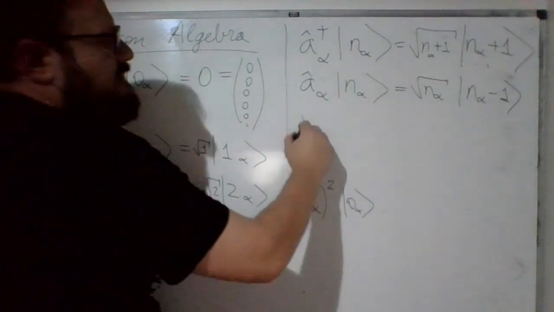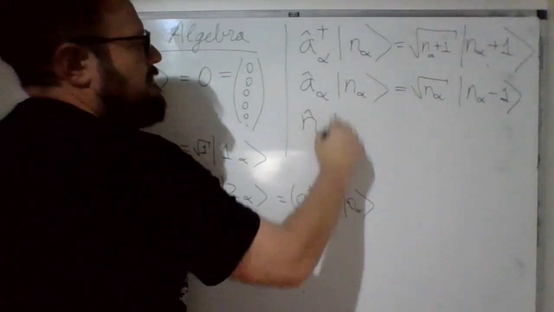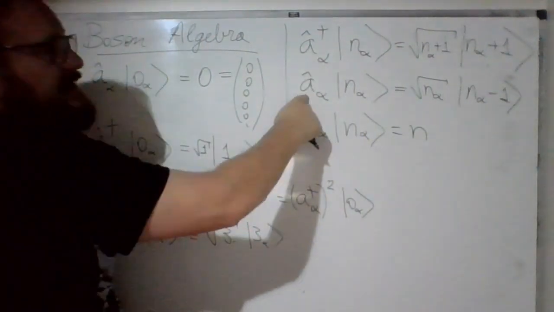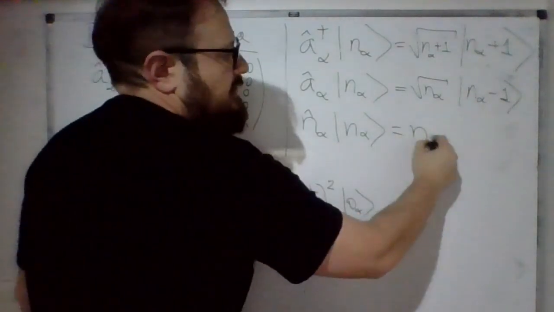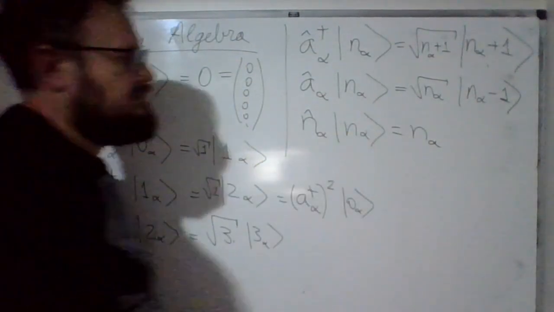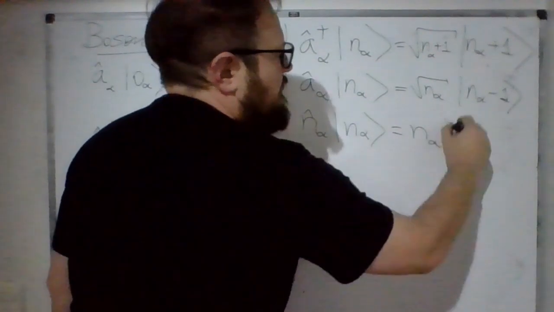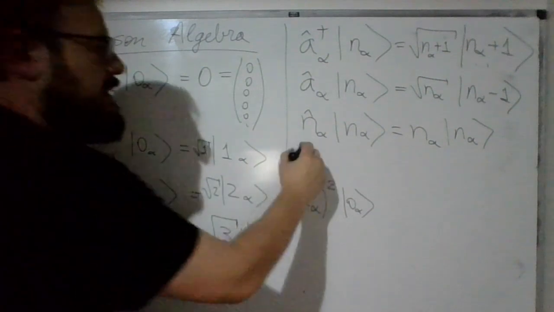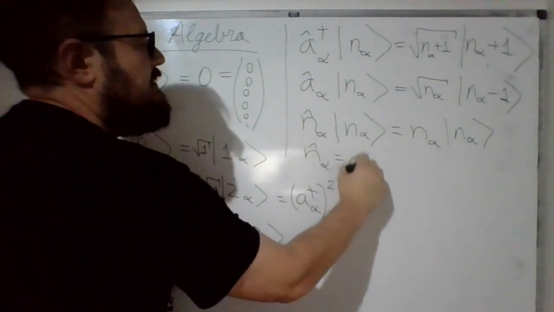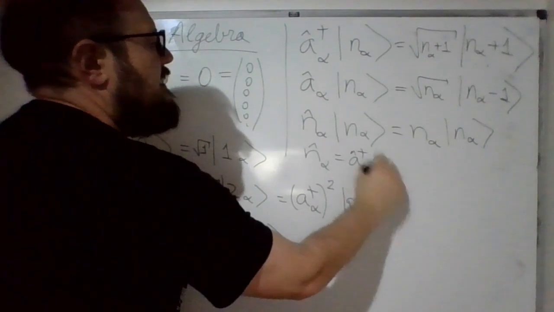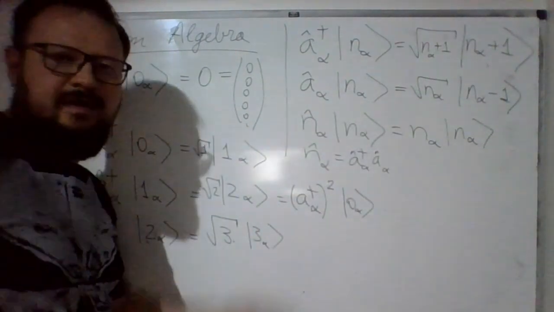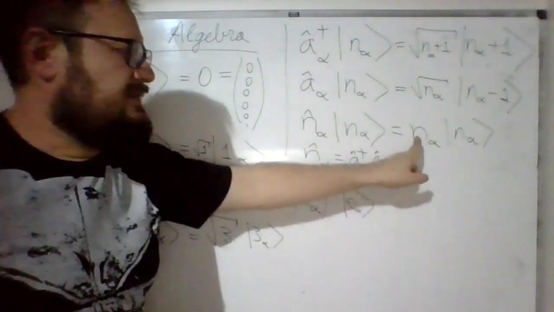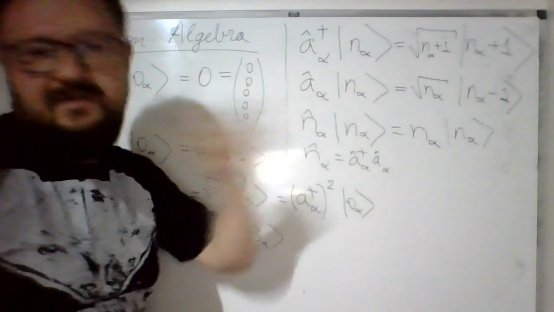And of course, if you apply the number operator to n alpha, you can apply this and then apply that. You can just show that this is just the eigenvalue times the eigenvector. Okay, remember, n alpha is just a dagger of alpha a, okay, in that order. It is Hermitian, and the eigenvalues are just positive integers starting from 0 because you can have the vacuum, right?